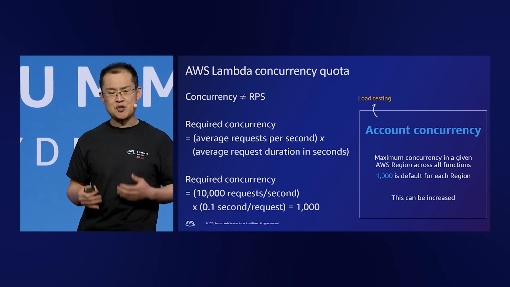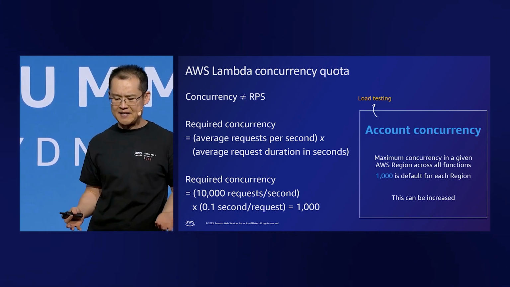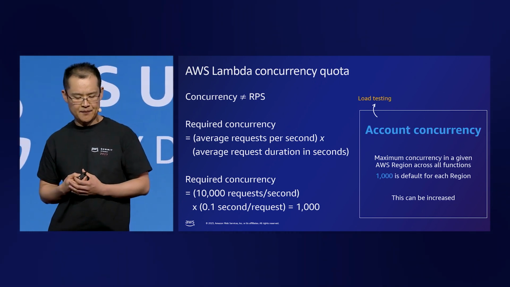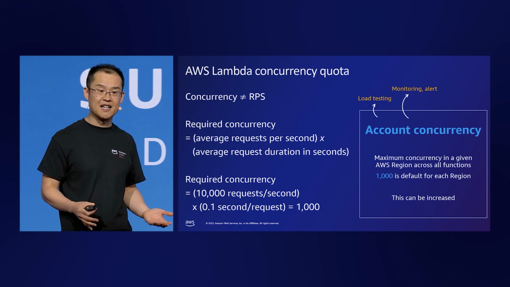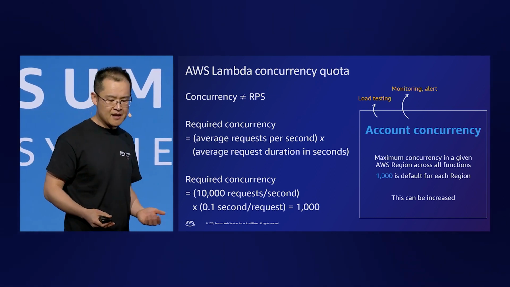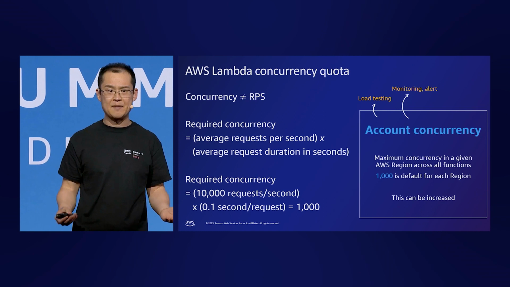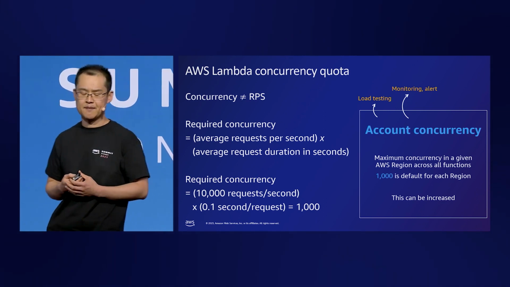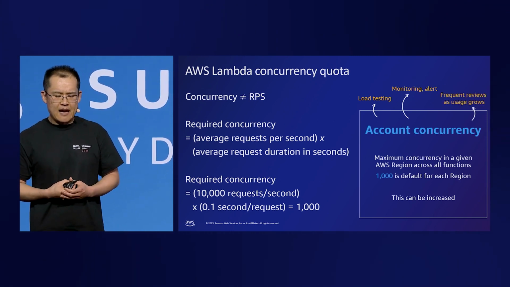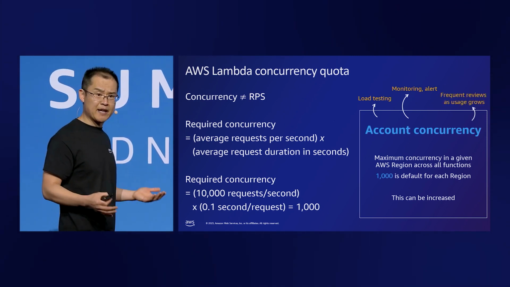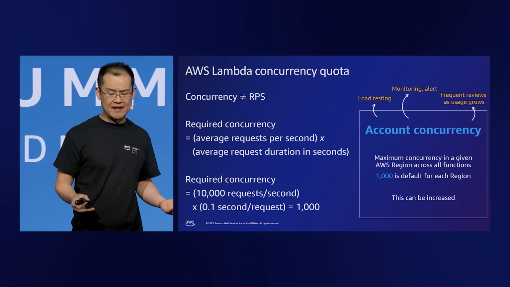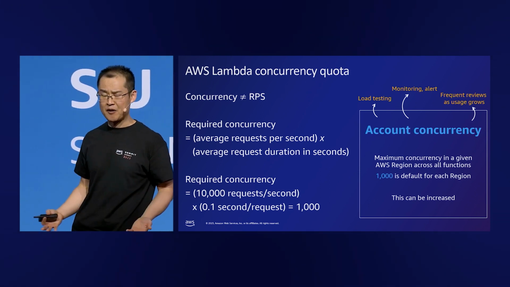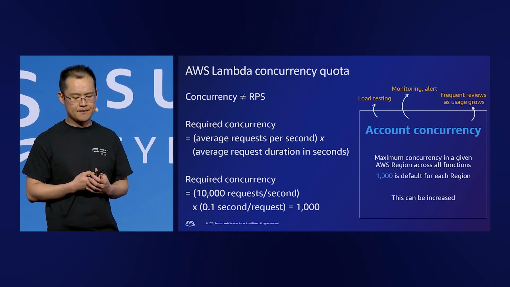Before you take any applications to production, you should do load testing to make sure the concurrency quota in your AWS account can meet your application needs. And configure monitoring and alerts on your account concurrency quota, so when your application is approaching the quota limit, you can proactively contact AWS support and request a quota increase. And when you expect your application usage to grow quickly, or if you are planning for a big event, run frequent load testing and reviews to make sure your account concurrency quota fits your scaling needs.